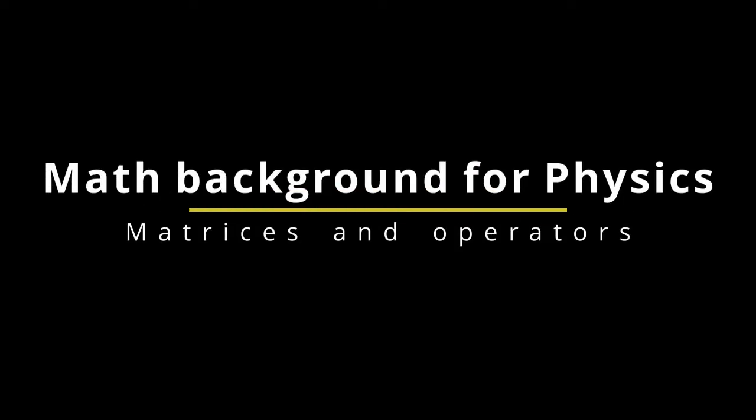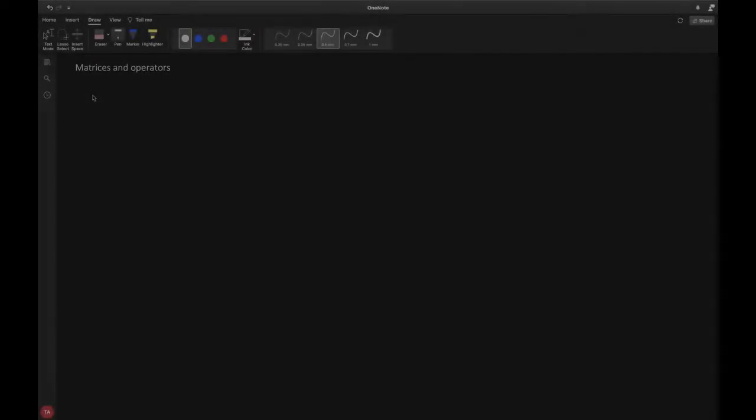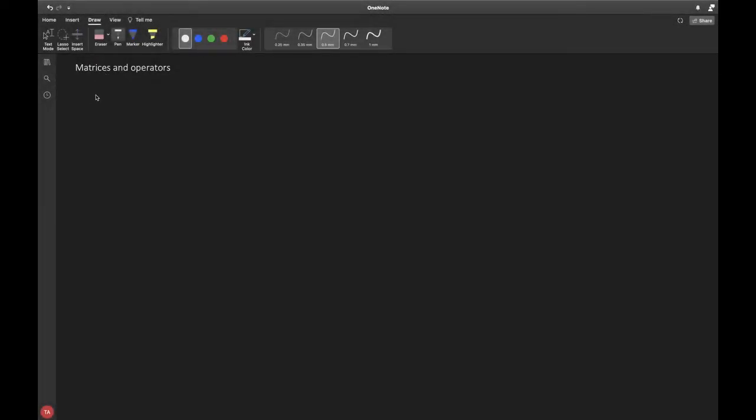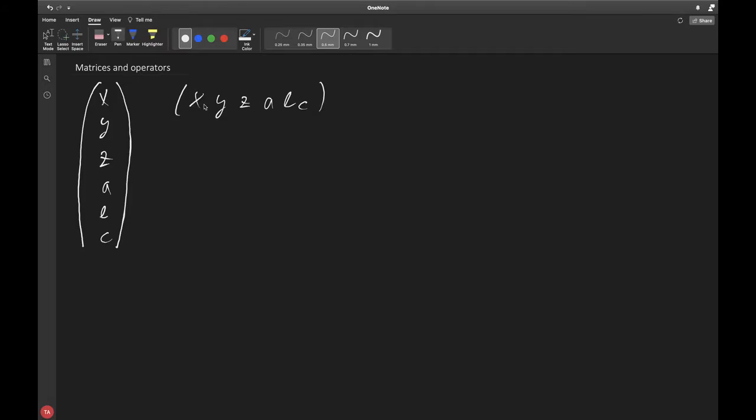Let's discuss a bit about matrices and operators. A vector is essentially a collection of elements x, y, z, a, b, c. This can be represented as a vector. So this is a list of things in a column, or we can also say that x, y, z, a, b, c is a list of elements in a row.